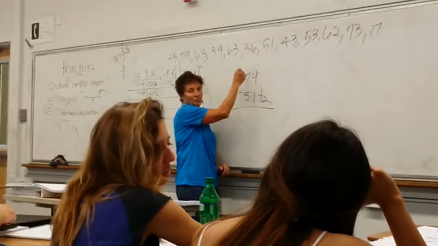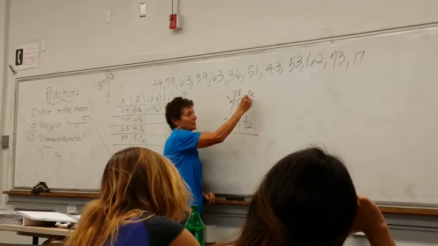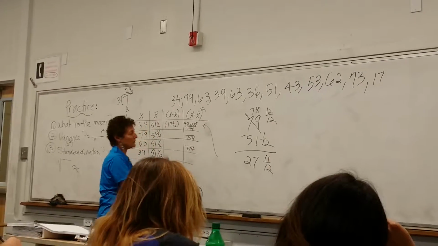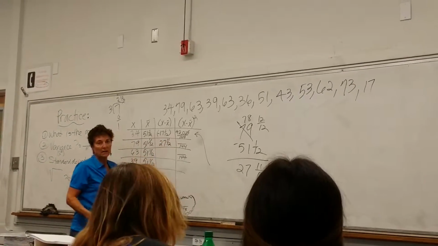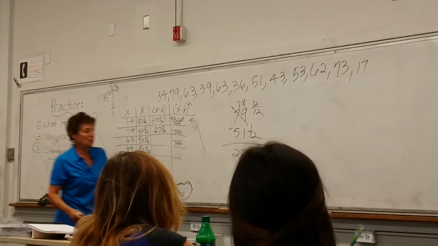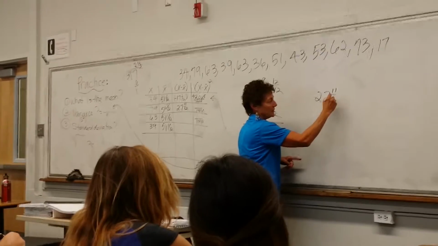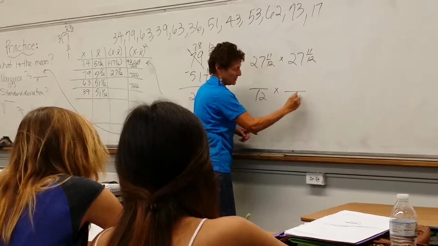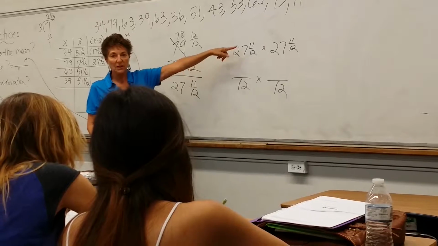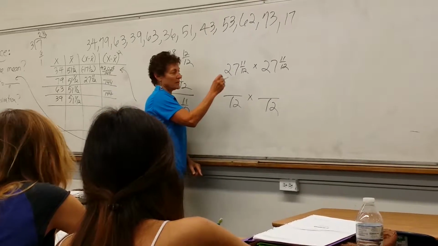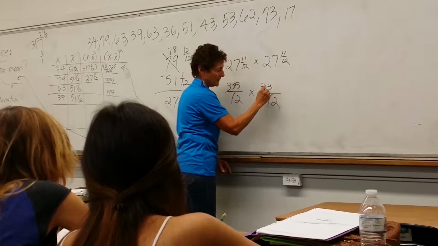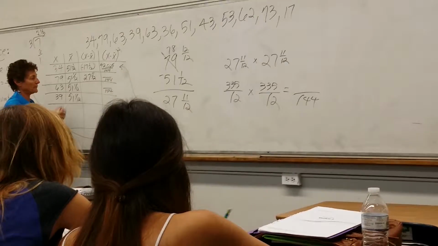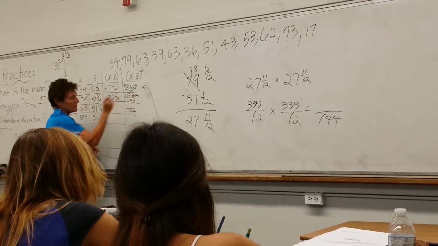So this is the one where you have to borrow, make this 78 and 12/12ths, and get 11/12ths, and this is 27 and 11/12ths. Okay, very good. So now I have to do 27 and 11/12ths squared, times 27 and 11/12ths. So you gotta make them improper. So 12 times 27 plus 11, 335. And then 335 times 335 is 112,225.